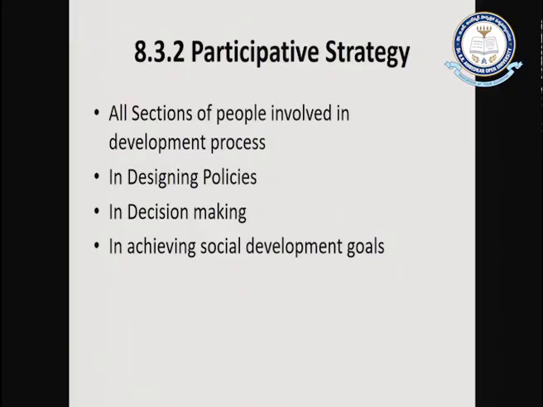Now let us go to the participative strategy. Whenever we talk about participation, our duty is to involve all the people in the planning process, from planning to implementation, and also in sharing the benefits. All the sections need to be involved in the development process. You may ask me why we have to involve the people, why we need to involve the workers in designing the policies and so on.